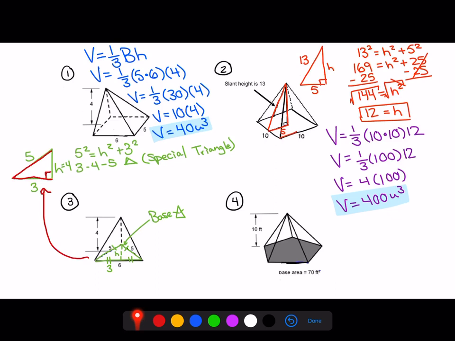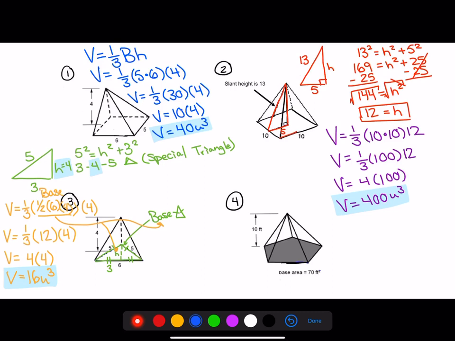Now that I know that my height is 4, I can plug it into our formula. Volume is equal to 1/3 big B, which is the area of a triangle, 1/2. The base is 6 of our triangle. The height, as we just found out, is 4, times the height of our pyramid. Well, the height of our pyramid is 4. So going ahead and doing this math, we get 6 times 4 is 24, times 1/2 is 12. 12 divided by 3, well, that's just 4. And then 4 times 4 gives us 16 units cubed once again.